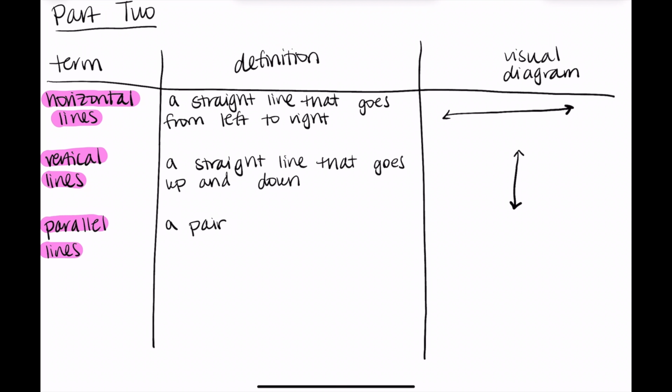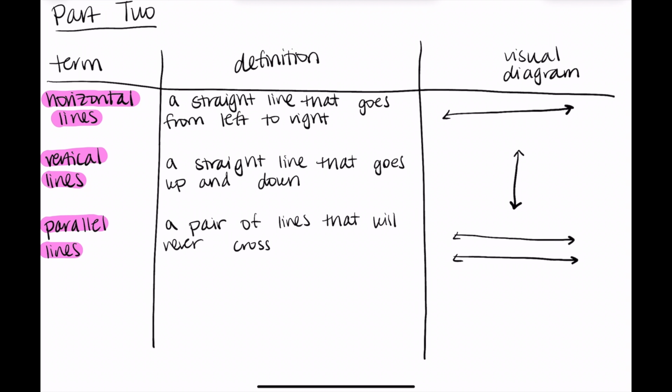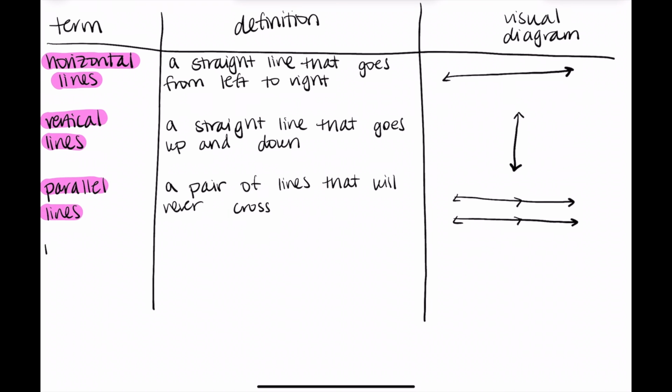The next term we have is parallel lines. We have already defined this in a previous video. I will tag it right here for you guys. I would definitely recommend watching that video as well. Parallel lines are a pair of lines that will never cross, okay? They will never cross. They are parallel. So we will have two lines. It doesn't matter if they are vertical or horizontal. What matters is that they are side by side, they are parallel, and those little arrows that I drew on there, that is the notation for parallel lines.